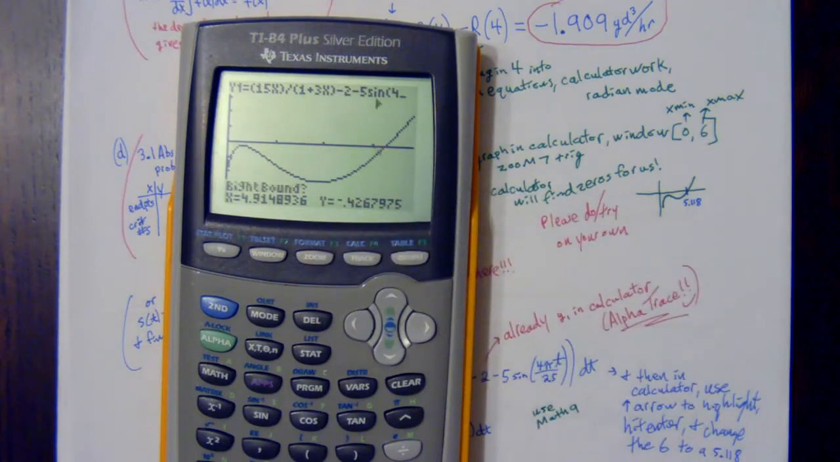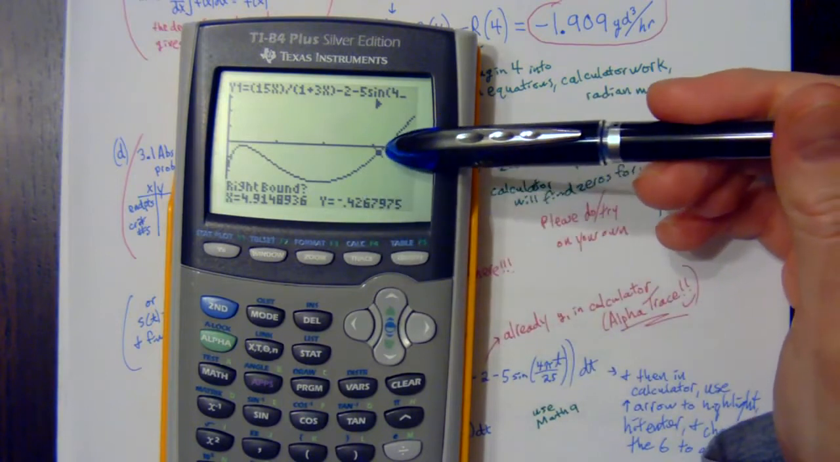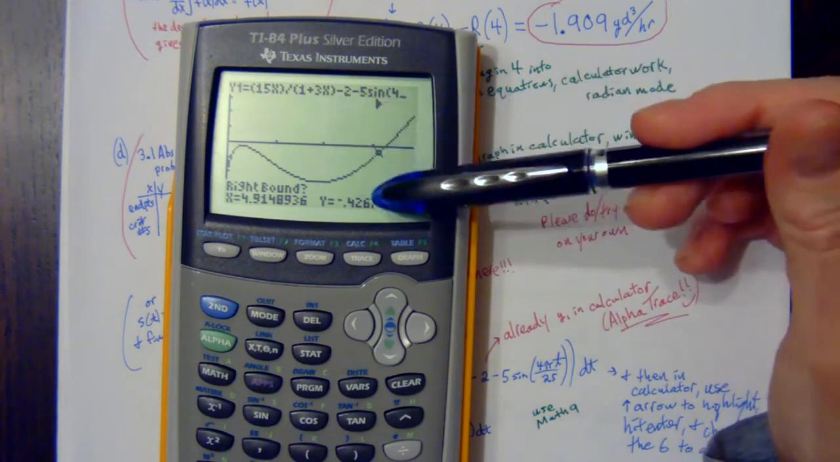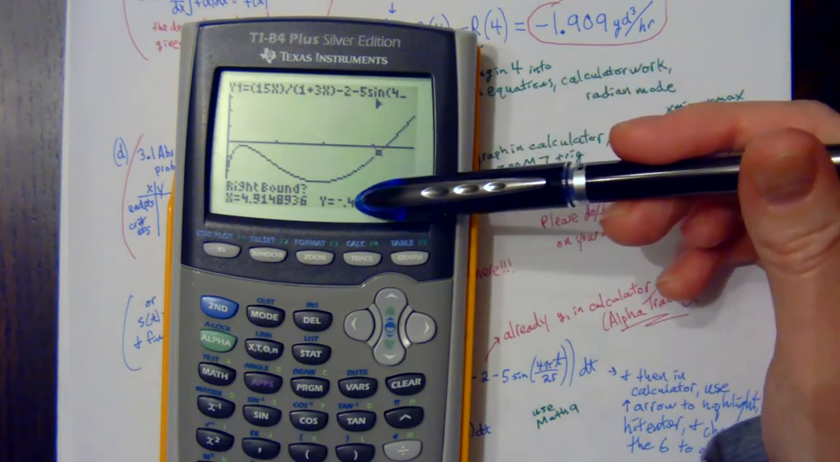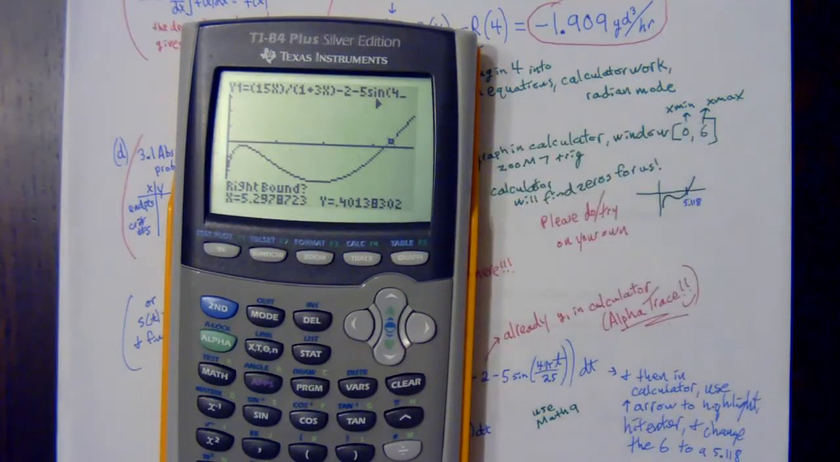And I'm going to hit enter. And it says right bound question mark. So I have to move it to the right of that x-intercept. On an increasing function, it's going to be above the x-axis. On a decreasing function, it'll go below. So I'm going to pay attention to those y variables, and I'm going to move that, and make sure that y changes sign. And then boom, it moved to the other side of that x-axis. So then I can enter again.